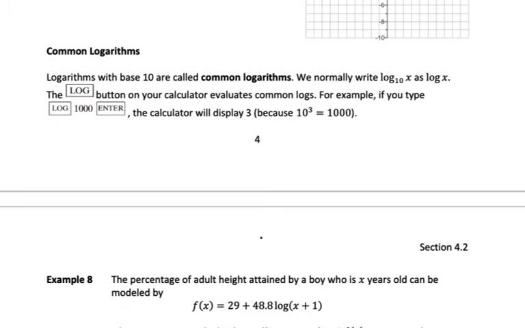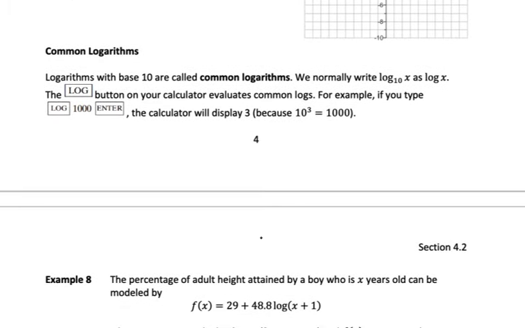Next, we're going to talk about a special logarithm called the common logarithm. This is a logarithm with a base of 10. So if we see a log that does not have a base written, then it's assumed to be a base of 10. And we've seen that before in other situations where we have like an invisible 1. In this case with logs, it's an invisible 10.